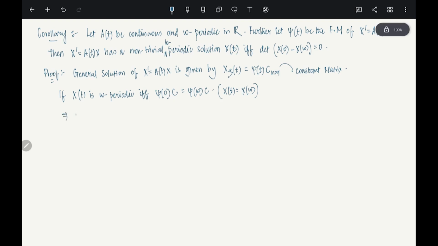What does that imply? That will imply the system phi 0 minus phi w, times c, is equal to 0, has a non-trivial solution.